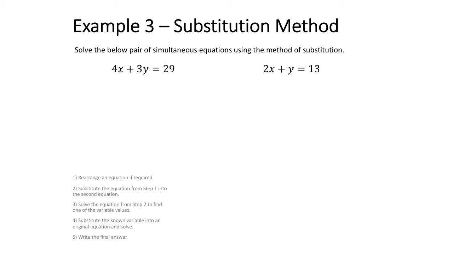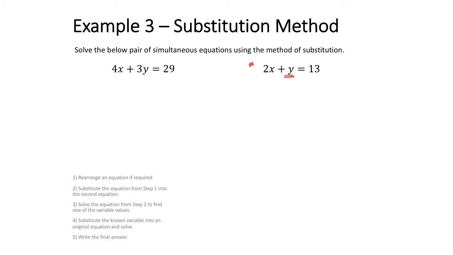So here we've got 4x plus 3y and we've got 2x plus y in the second equation. So none of those equations have a variable as the subject. So we need to rearrange one of those equations to make sure that it has a variable as the subject of the equation. And the one I'm going to choose to rearrange is the second one. I chose the second one because it already has a variable by itself, so it'll be easy to make that the subject of the equation.